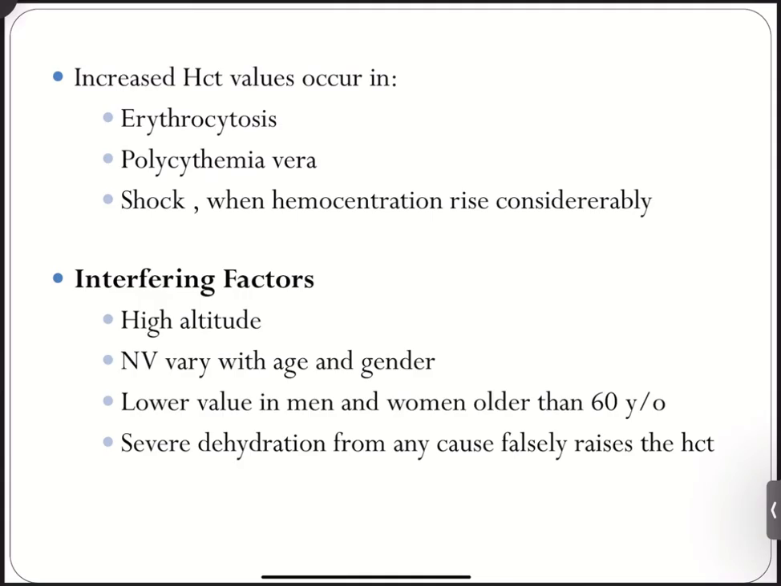Okay. Normal values vary with age and gender. Lower values are seen in men and women older than 60 years old. Why? Because of the decreased production of cells. Okay, severe dehydration from any cause falsely raises the hematocrit because of decreased plasma volume.